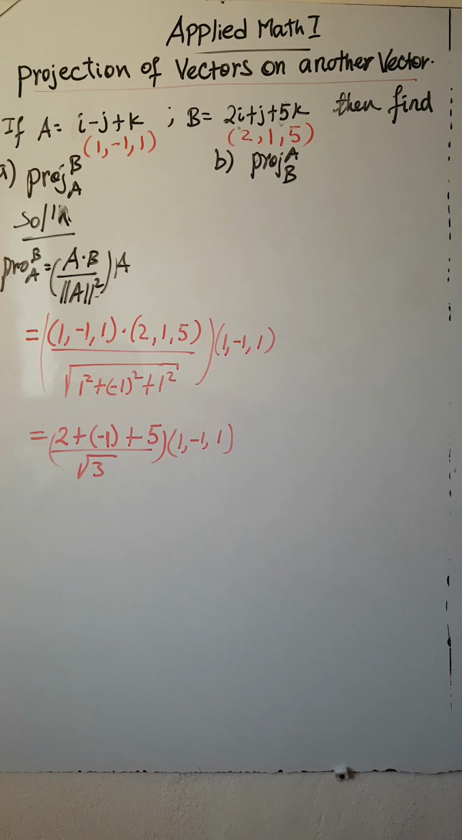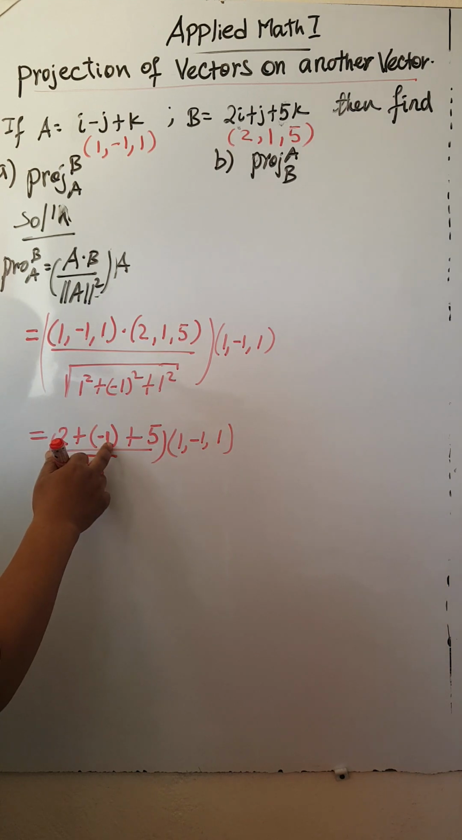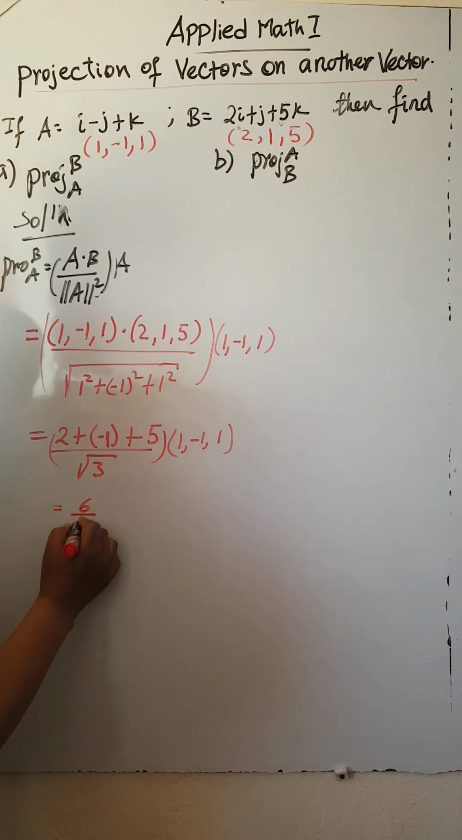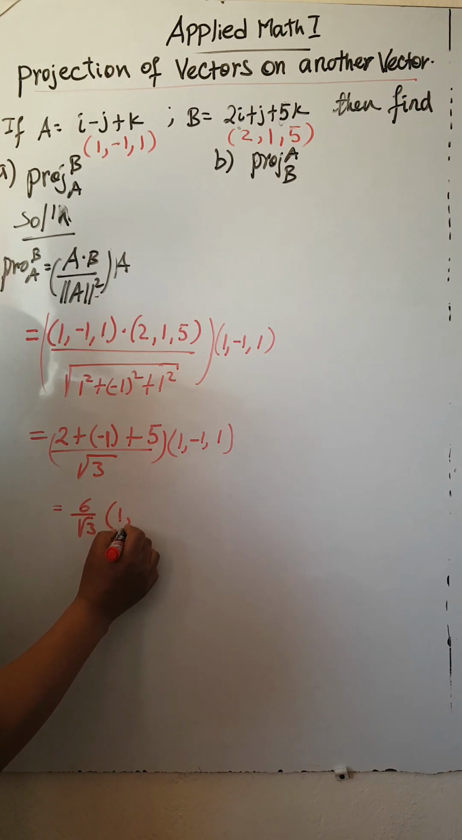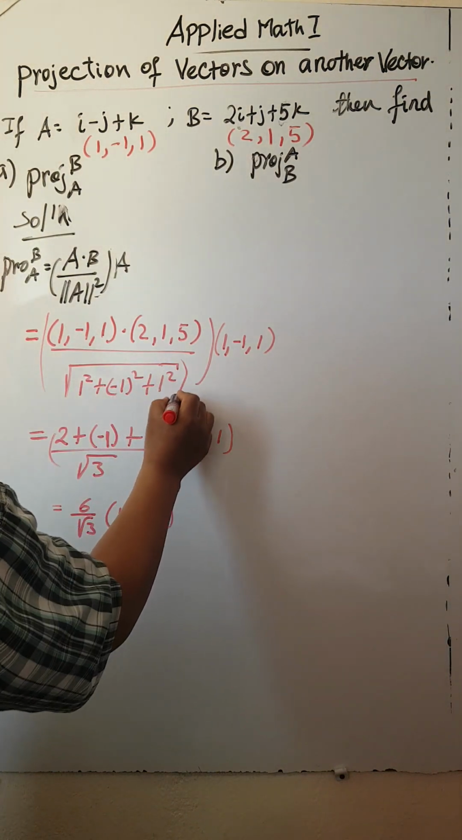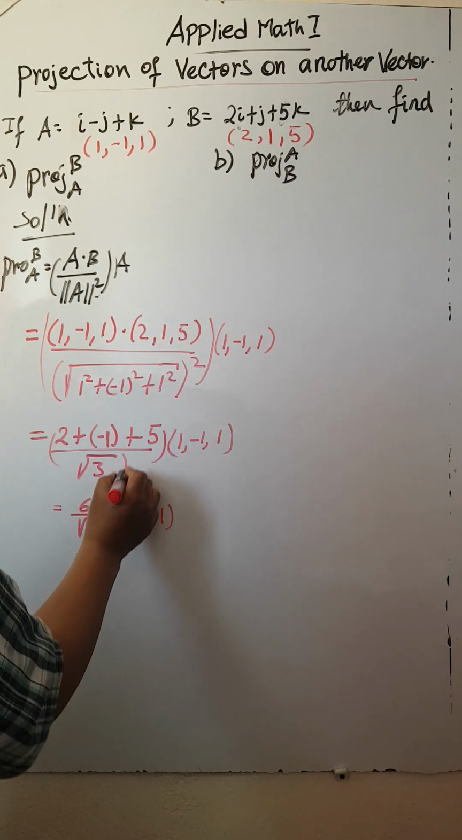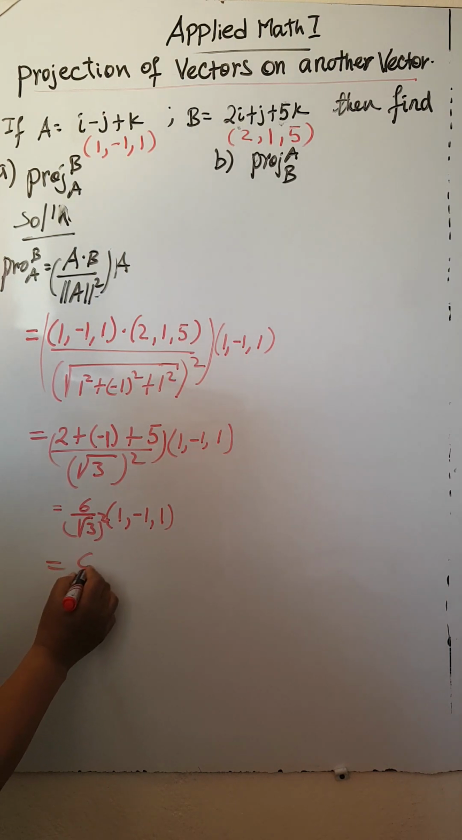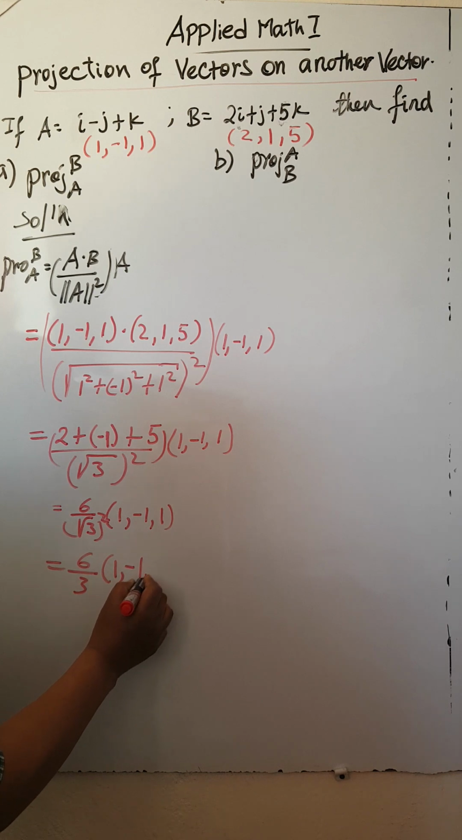ስለዚህ ምን ሆነ ማለት ነው? ይሄን ስንደምር 5 plus 2 is 7 minus 1 is 6. So this is equal to 6 over square root of 3 times (1, -1, 1). ስለዚህ 6 over square root of 3 ካልን፣ sorry እዚች ጋር እቺን እንዳትረሱ፣ square root squared ናት. So this is squared, so 6 over 3 into (1, -1, 1).